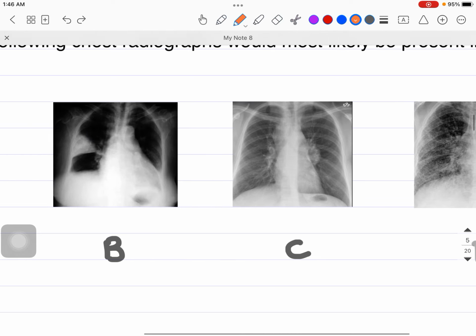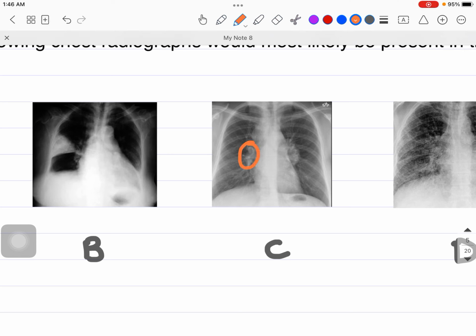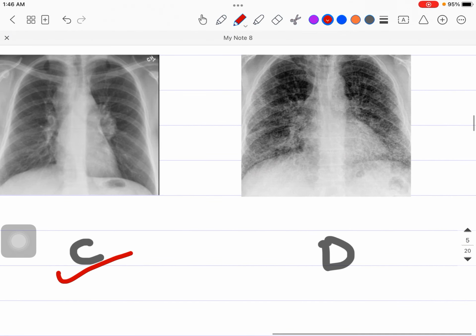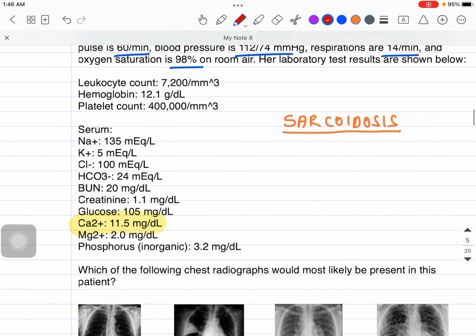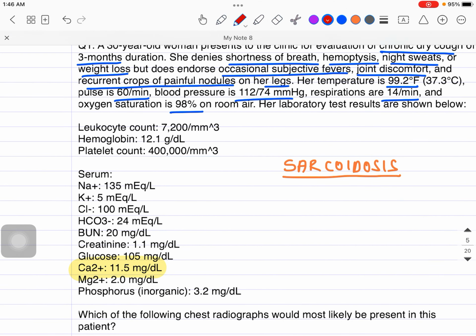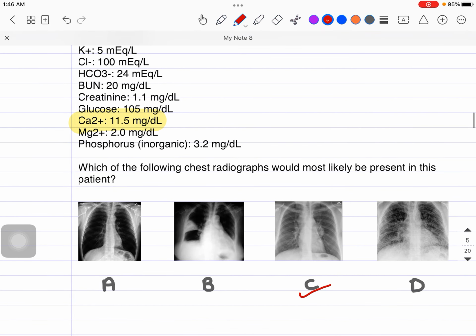Let's talk about the C option. Yes, in the C option I can see hilar lymphadenopathy on both sides, bilateral hilar lymphadenopathy. So this is the right answer in this case. And then the D option: yes, in the D option fibrosis can be seen. So this is not the option as well. If the patient had fibrosis, then the vitals would also not be normal, the respiratory rate would be very high, and the saturation would be dropping, which is not seen in this particular case. So the answer over here would be option C.